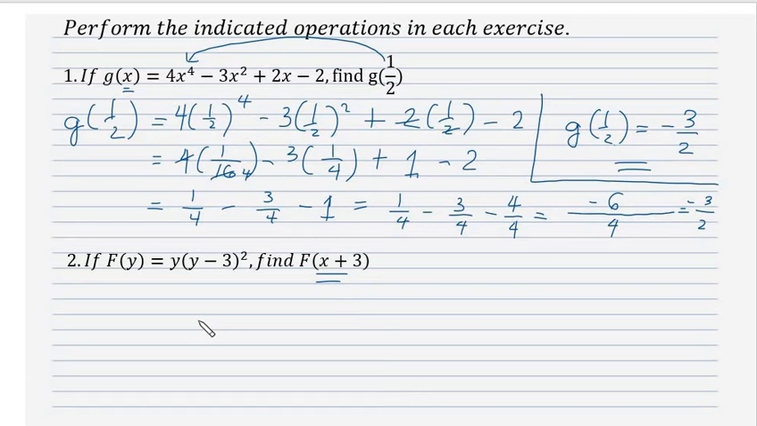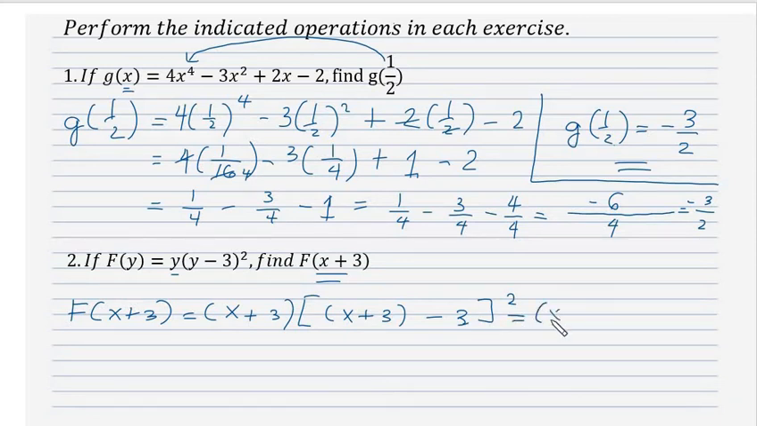Next, we are given f of y is equal to y times the quantity y minus 3 squared. Find f of x plus 3. So here, instead of a constant, we are given x plus 3, and we will substitute that for y. So to solve for f of x plus 3, we substitute x plus 3 for the y variable. So we have x plus 3 times the quantity x plus 3 minus 3, and then squared.